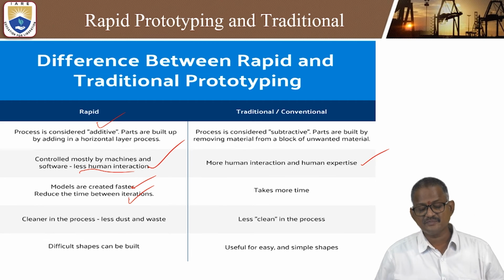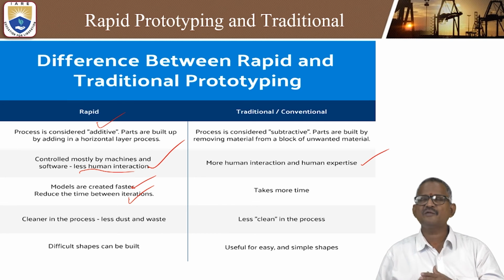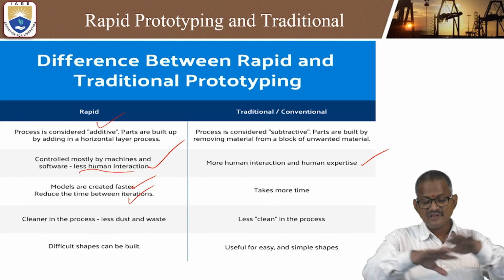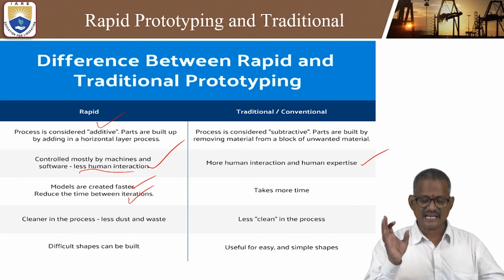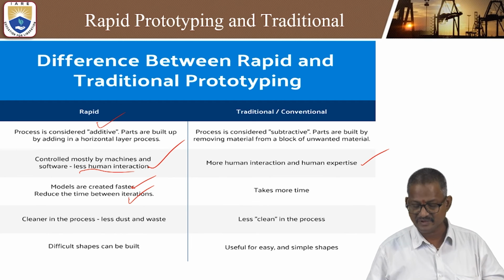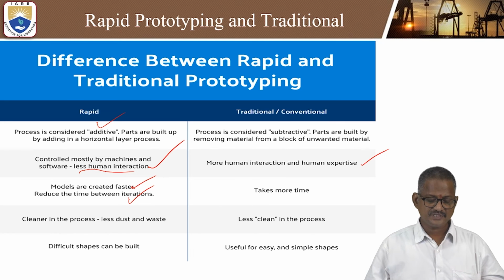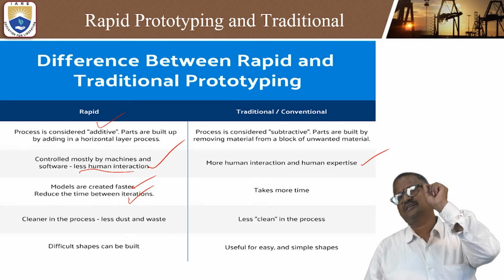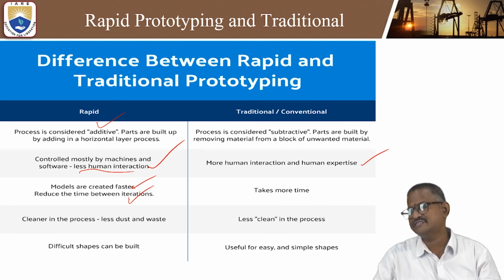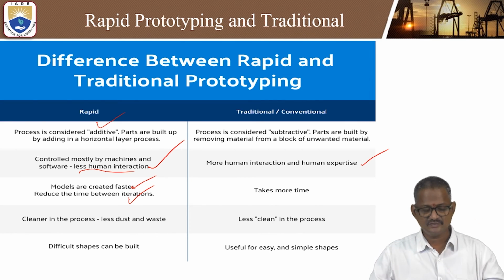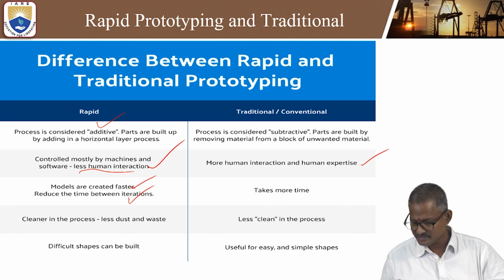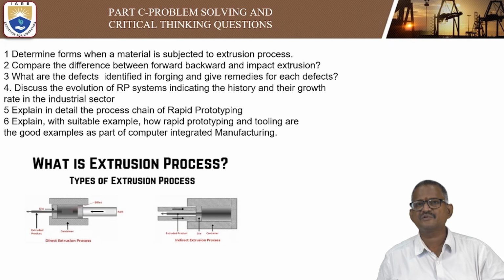It is also a cleaner process. Whenever rapid prototyping manufacturing is done, the outside environment will be clean and good, so there is less dust and wastage can also be minimized. Difficult shapes can be built only by rapid prototyping. Simple shapes and all can be made with the traditional or conventional process. So this is about rapid prototyping compared with the traditional process.